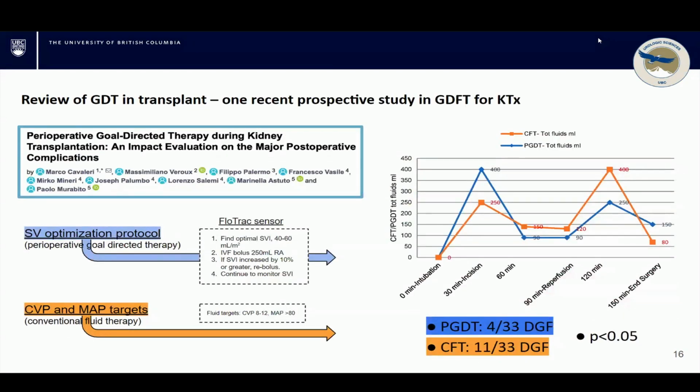There happens to be just one small prospective trial in GDT and transplantation, published by Cavallari recently. They used an SV optimization protocol and a FloTrac sensor, which is a commercial sensor used in the ORs these days, against conventional hemodynamic monitoring. In the graph on the right, the blue line is the GDT arm. It shows that their patients received more fluids up front, earlier in the operation, and less later on compared to the other arm. The result was a significant reduction in delayed graft function between the blue arm and the orange arm, GDT versus conventional.